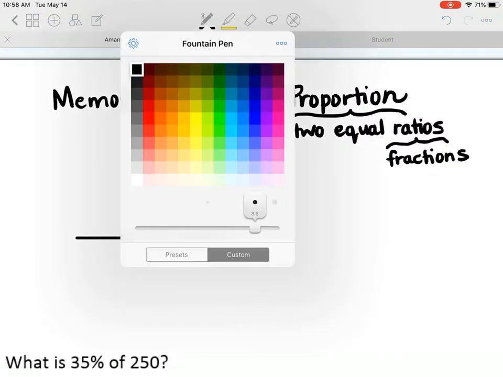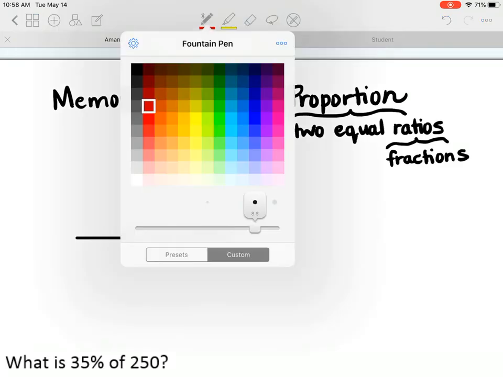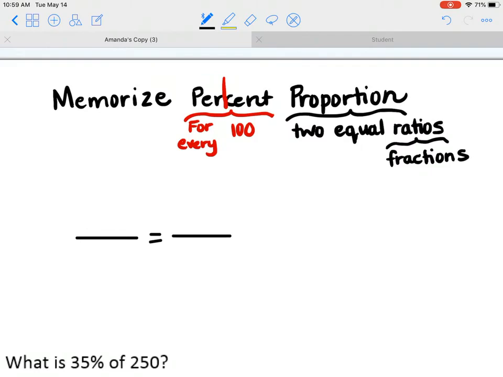So what about the word percent? Let's look at that just a little bit. First of all, I want to divide it right there. Per means for every, and cent means 100. So this percent thing is dealing with 100. For every 100, we're going to set up two equal fractions to do percent problems. And you do have to memorize this. You cannot take this into your exam written down. It has to be in your mind.